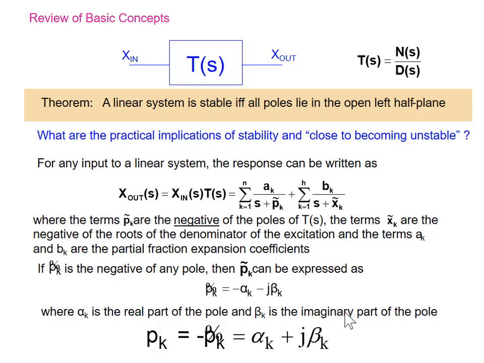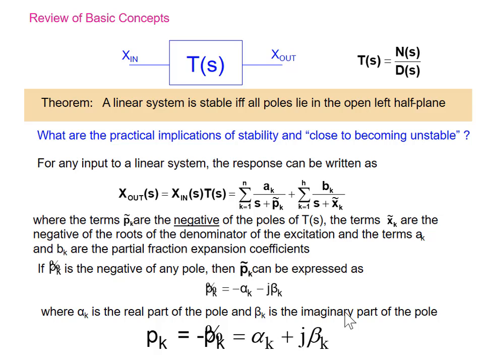That's of the form the summation k goes from 1 to n of a_k over s plus p_k tilde, where the p_k tildes are the negative of the poles of the amplifier, plus the summation k goes from 1 to h, where h is the number of terms in the denominator of the excitation, of b_k over s plus x_k. And the x_k's are the negative of the roots of the denominator of the excitation.